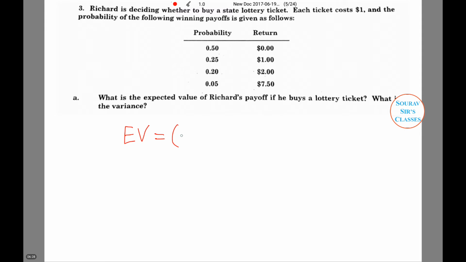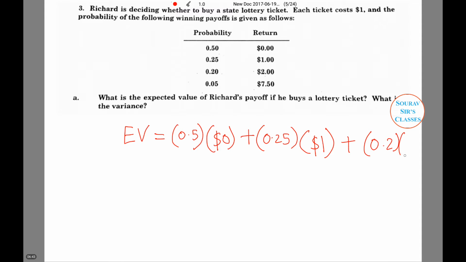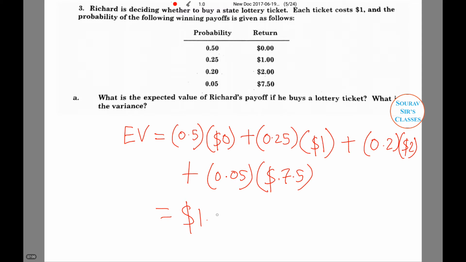Thus, EV equals 0.5 into $0 plus 0.25 into $1 plus 0.2 into $2 and lastly 0.05 into $7.5. This on calculation comes to 1.025.